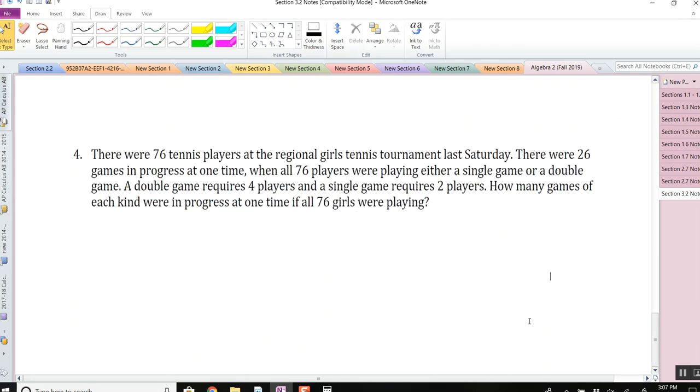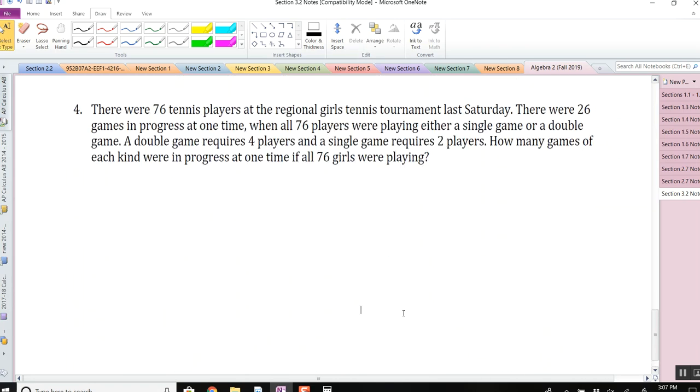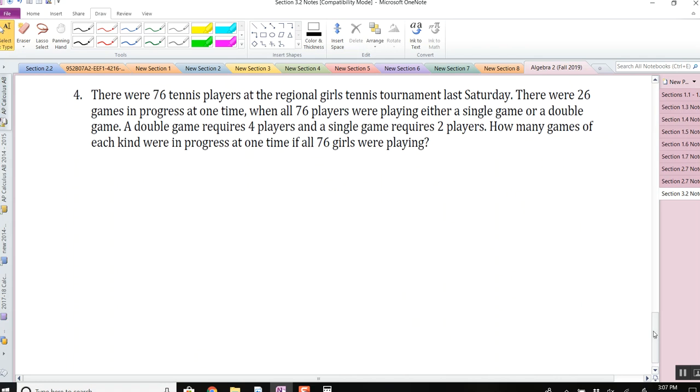We got one more. So let's see, there were 76 tennis players at the regional girls tournament last Saturday, 26 games in progress at one time when all sets were completed, playing either singles or doubles. A doubles game requires 4 players, singles 2 players. No kidding. How many games of each kind were in progress at one time?